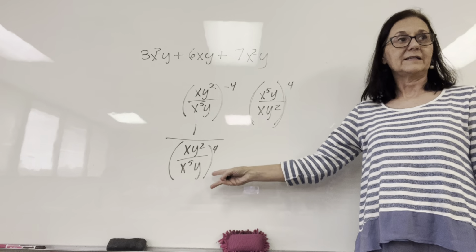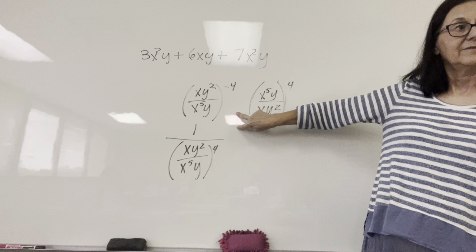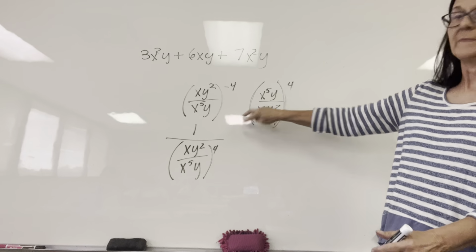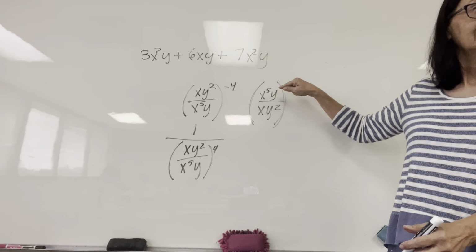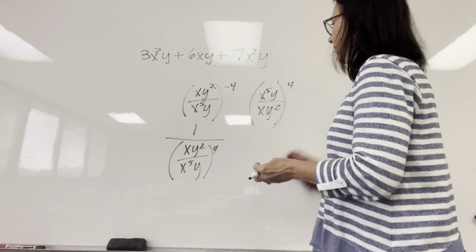Now how do I rationalize this? I multiply by its reciprocal over itself, right? That's why it's the reciprocal. It's because of this. Got it? All right.